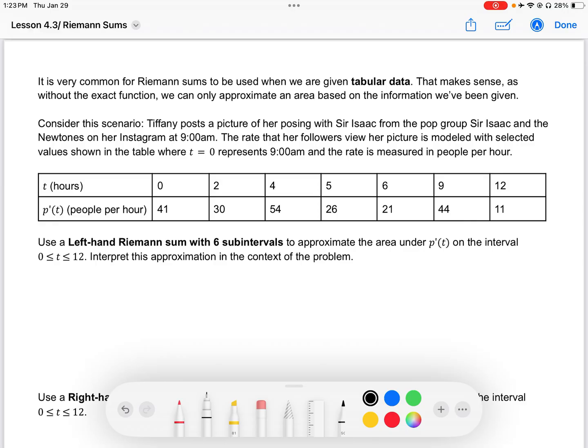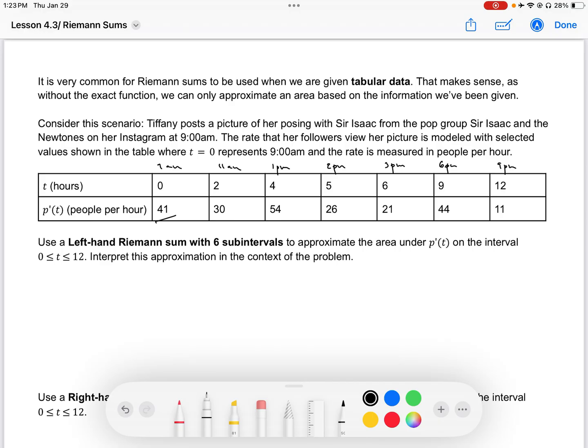The rate that her followers view her picture is modeled with selected values shown in the table where t equals 0 represents 9 a.m. Okay, so here's 9 a.m. So that means this is 11 a.m. and 1 p.m., 2 p.m. This is 3 p.m., 6 p.m., and 9 p.m., right? Okay, just so we know. The rate is measured in people per hour. Okay, so 41 people per hour at 9 a.m. By 11 a.m., it was down a bit.